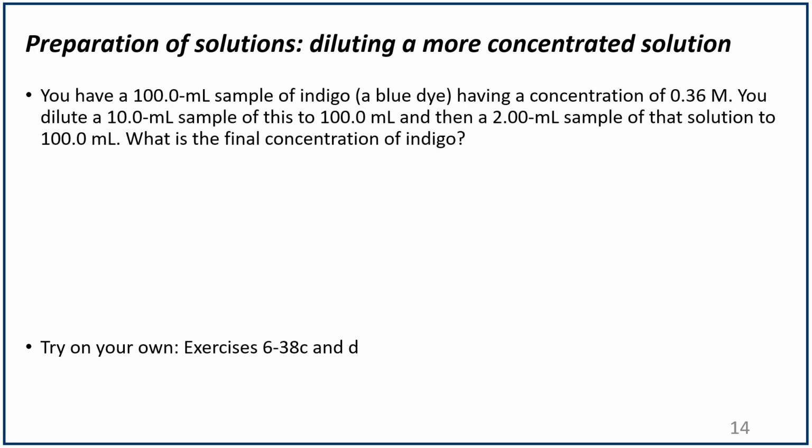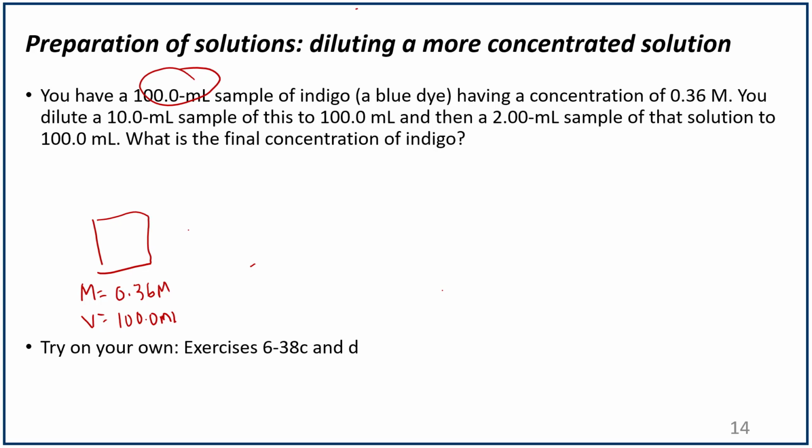Now when I approach serial dilution problems, I usually draw diagrams so that it's easy for me to see what's happening. So this information that you have 100 ml of the sample of indigo really doesn't matter what that volume is. We'll see later why. But anyway, for the first solution, you have a molarity equal to 0.36 molar. And you know what? Sure, let's actually put here that this volume is 100.0 ml.